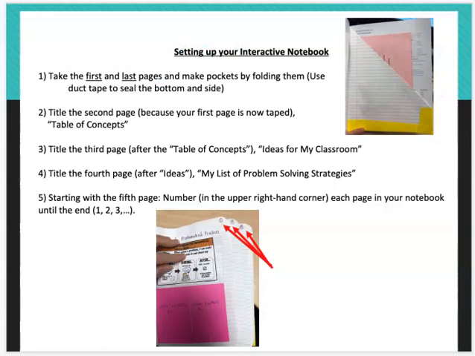So in a paper notebook, you take the first and the last pages and make pockets by folding them. And you can see this picture here, and you can use duct tape to seal the bottom and the side. Title the second page, because your first page is now taped, Table of Concepts. Then title the third page, Ideas for My Classroom. Then the next page, you're going to have my list of problem-solving strategies, and so on. And you can number those pages as you go, but on your table of concepts, you should have a reasonable, shortened explanation of what is on each page.